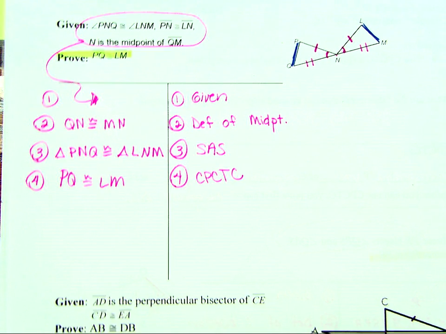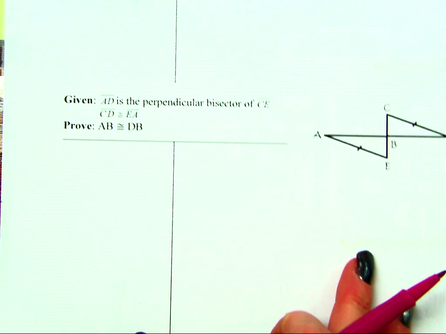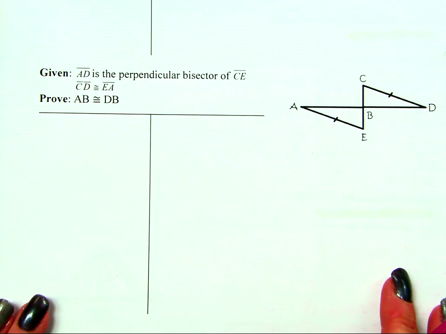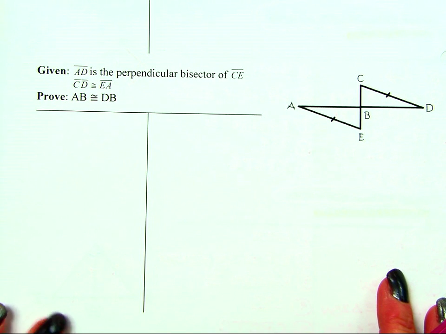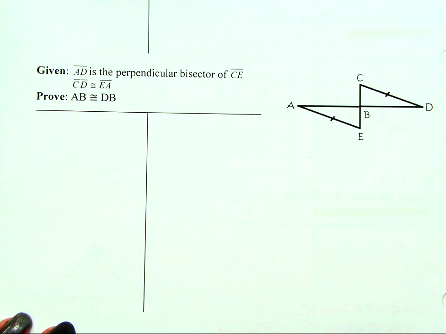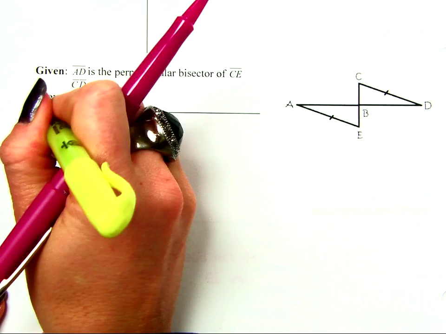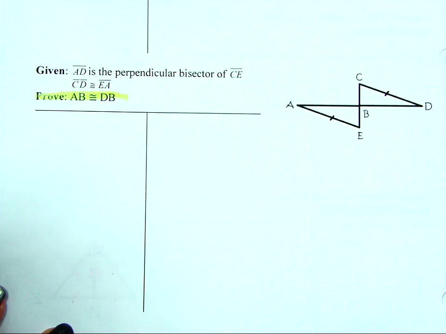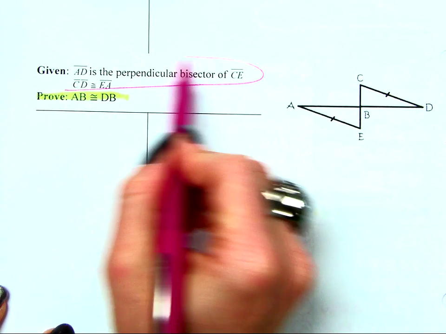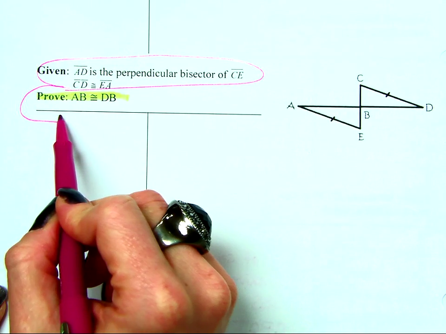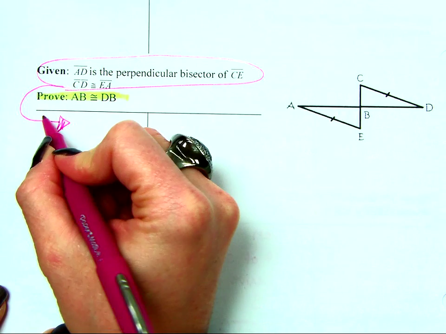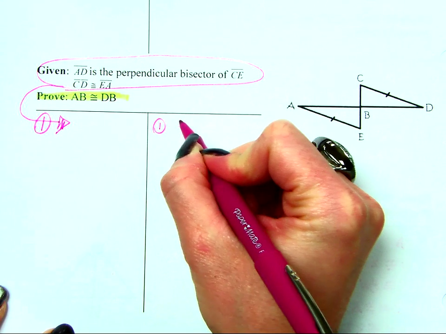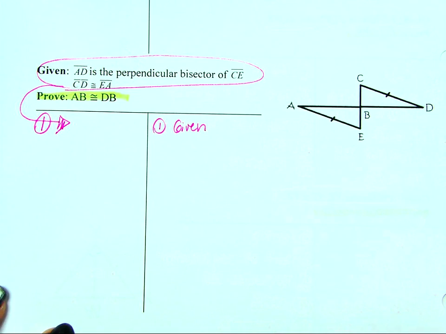Okay. Last one. Here, I'm trying to prove that my segment AB is congruent to my segment DB. We know that we're going to go ahead and start with our givens, and that our strategy is going to be to prove first that we have congruent triangles.